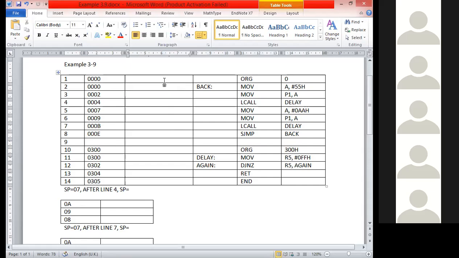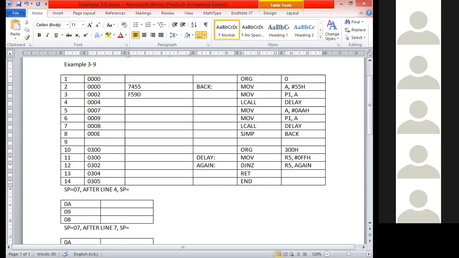Starting with the first line, obviously there will be no opcode. For the second line, for moving something to register A, the opcode is 74. What will be there after 74? Can you finish the opcode? 55. Good. It will be 55. For moving something to port 1 from register A, the opcode is F590. There is nothing to understand.